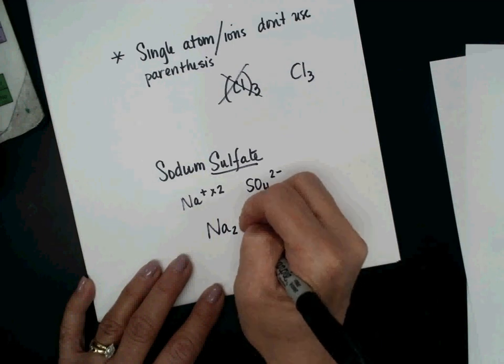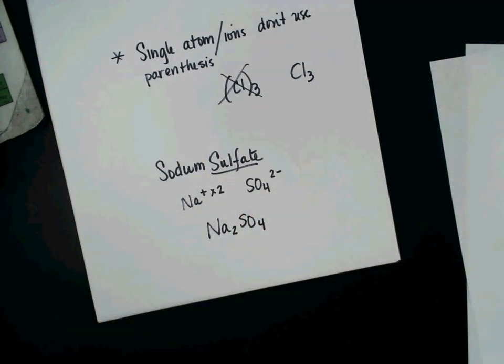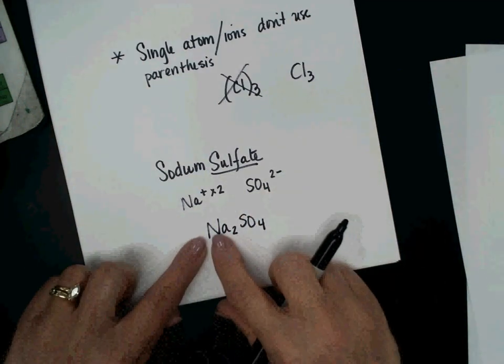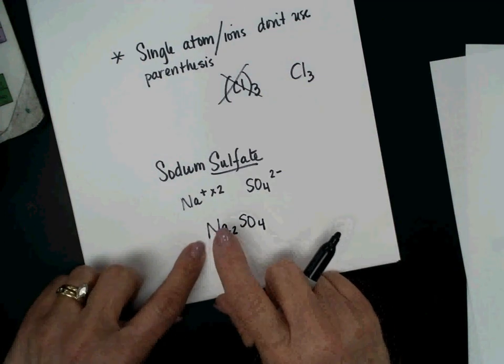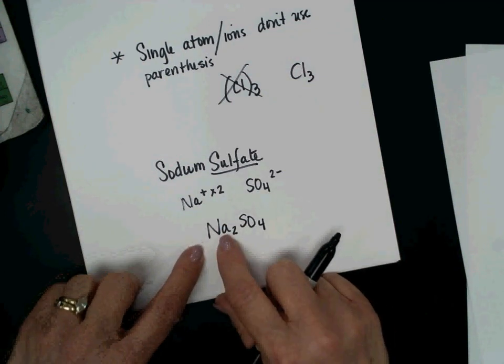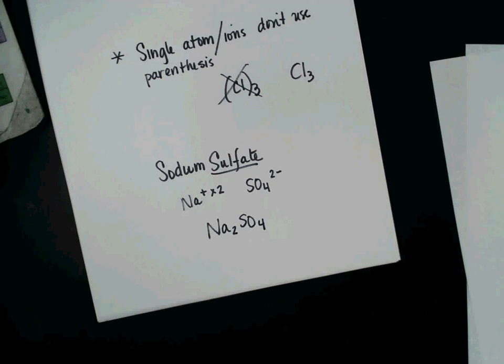Okay. So then I would write that as Na2SO4. Notice I have 2 of them. I didn't have to use parentheses because there's only one type of atom. Raise your hand if you got that. Good job.